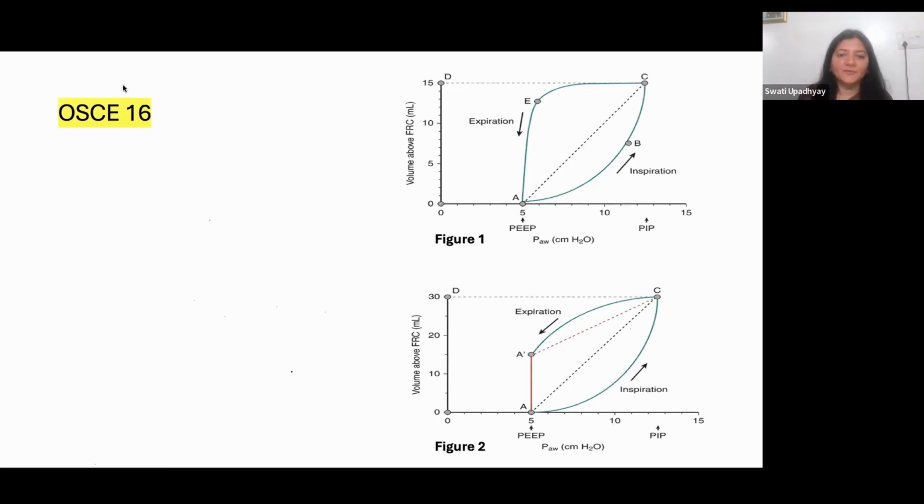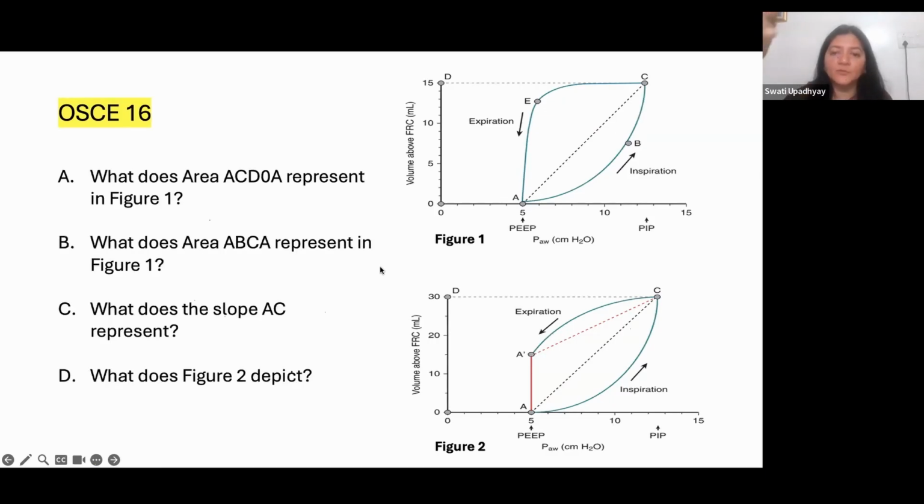Yes, sir. So again, I think all of you can see these two graphs on the screen. Have a look at both the graphs. What does the area ACD0A and ABCA represent in figure 1, what does the slope AC represent, and what does figure 2 depict? So all of you have identified the loop. And you can write down the answers.